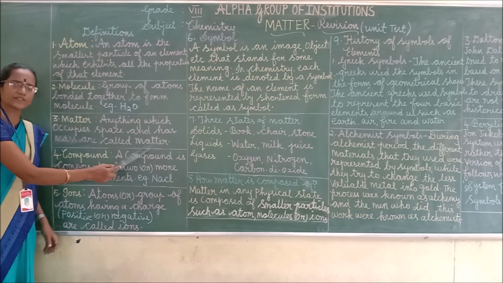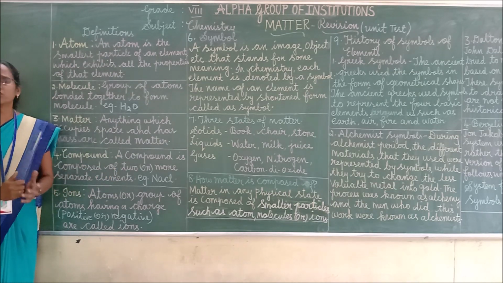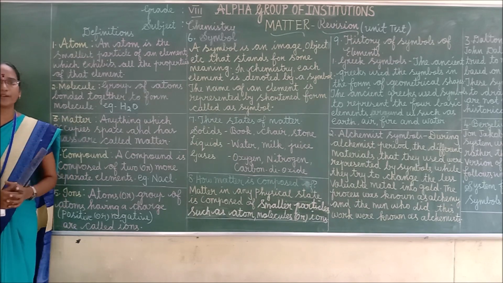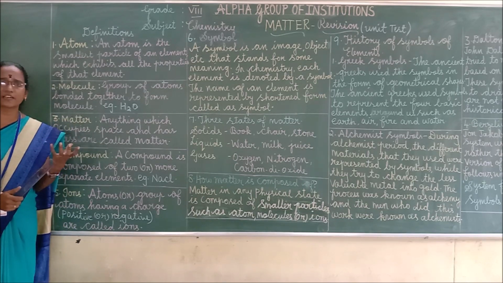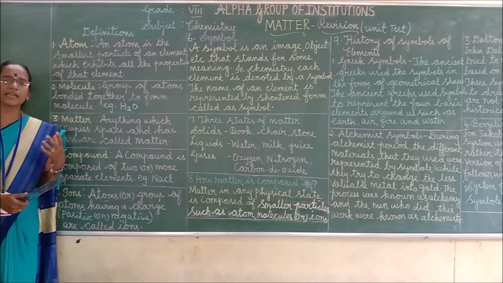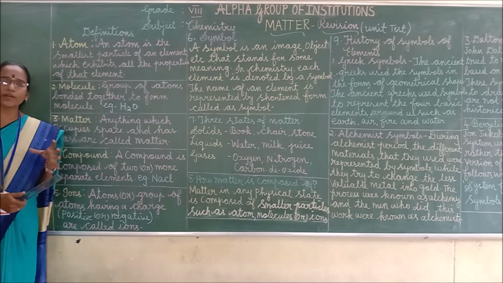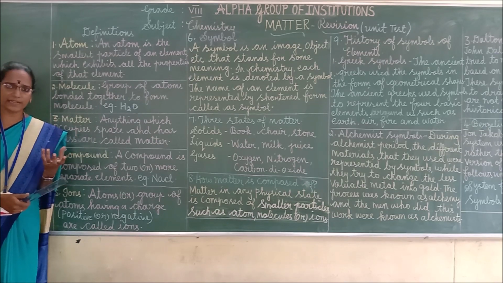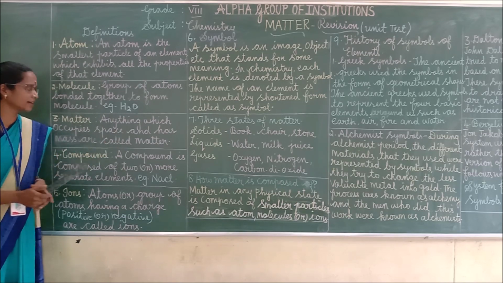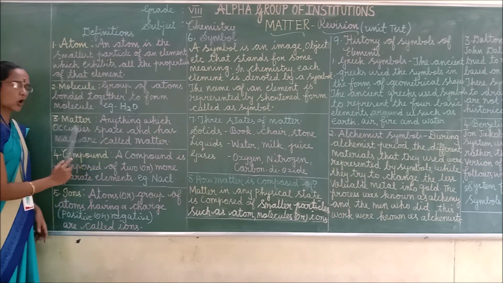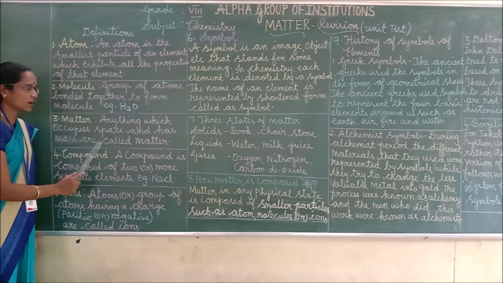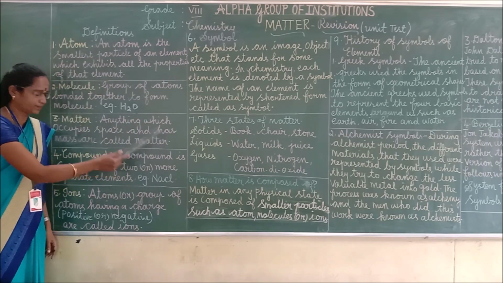What are the examples we can say? Table, chair, air, water, computer, iron. These are some of the examples. Even a person is also matter only, because he occupies space and also has weight, isn't it? So all these are examples of matter. So what do you mean by matter? Anything which occupies space and has mass or weight is called matter, right?